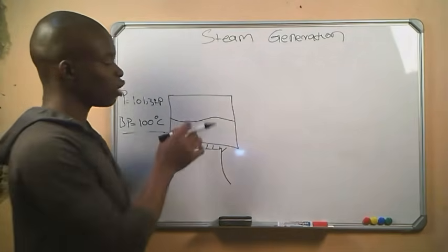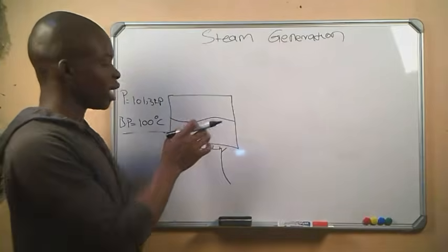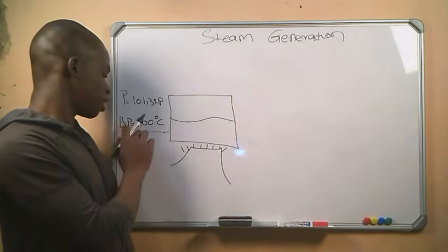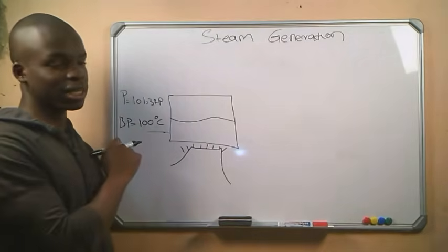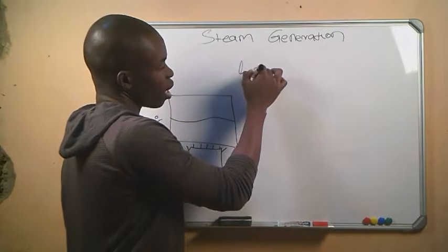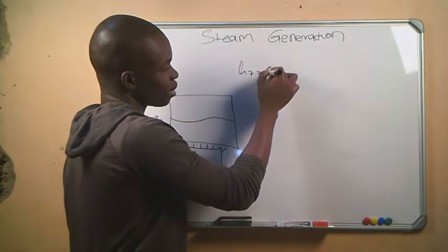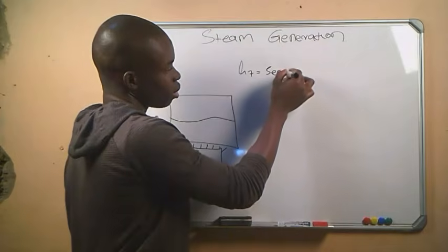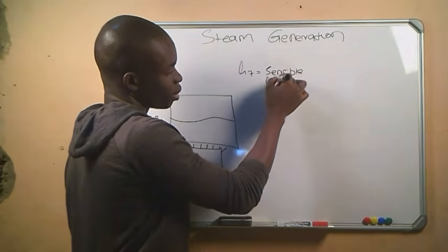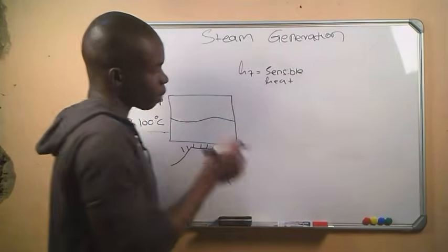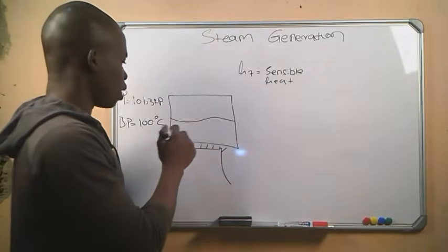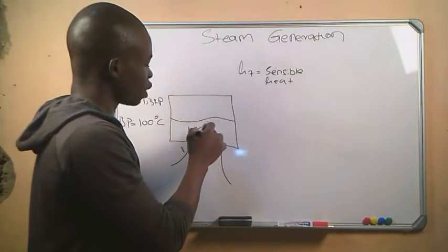Now the heat that will be added to raise the temperature of this water until it reaches its saturation temperature, which is 100 degrees Celsius, is given by Hf, and is called the sensible heat. And then now the water is 100 degrees Celsius in temperature.